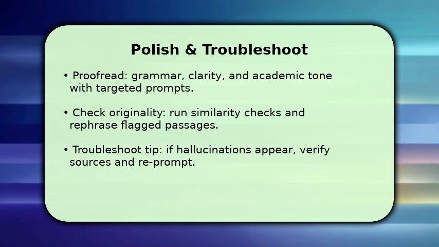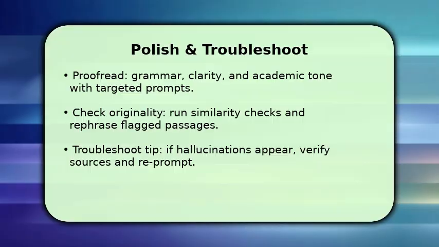Ask the AI to produce a concise abstract and a formatted bibliography in your chosen style. Then conduct a manual read-through and use a similarity tool to detect overlap. If issues appear, instruct the model to paraphrase flagged sentences and recheck.